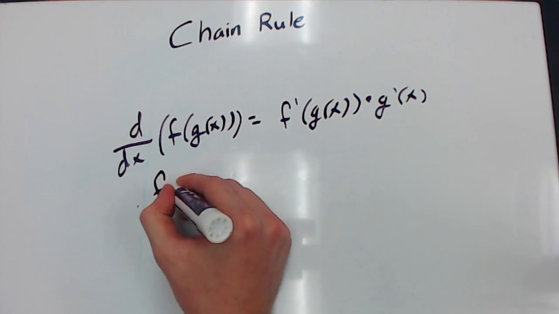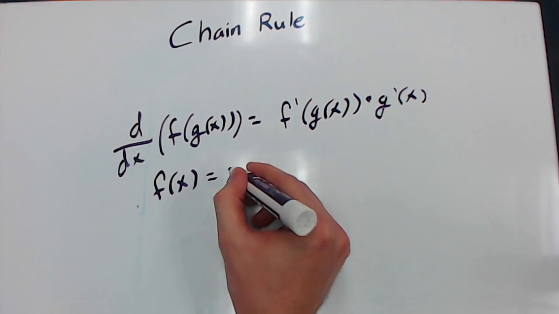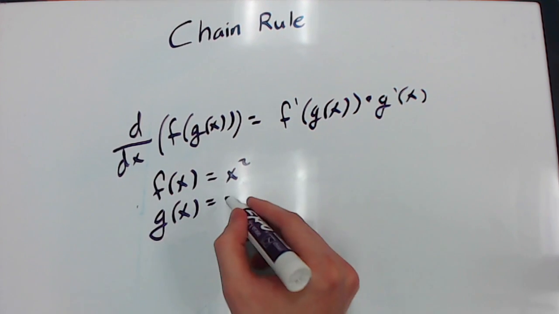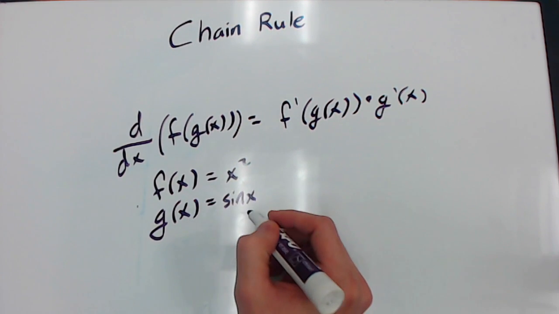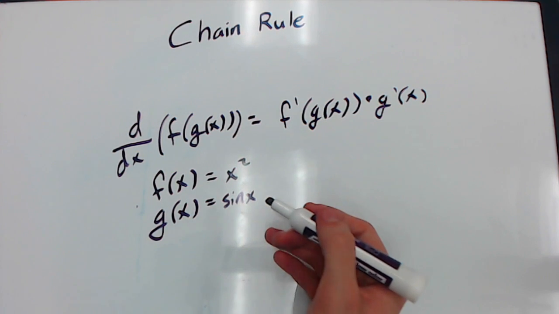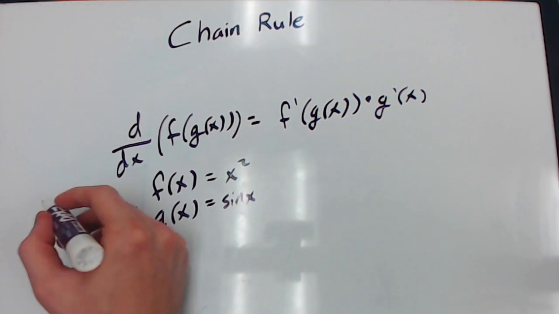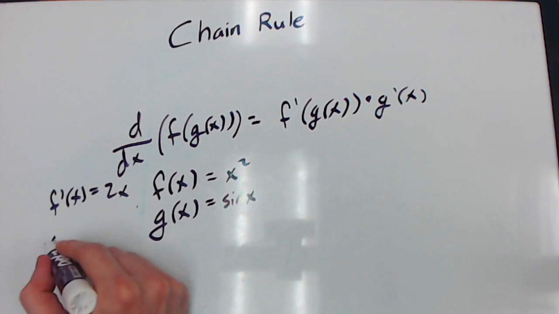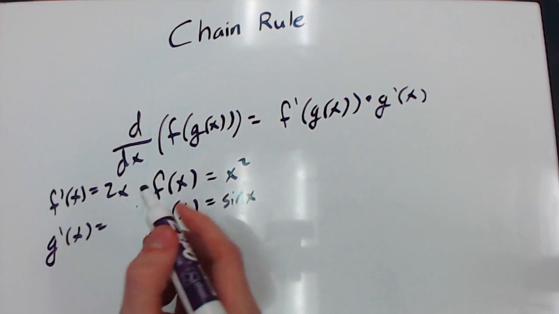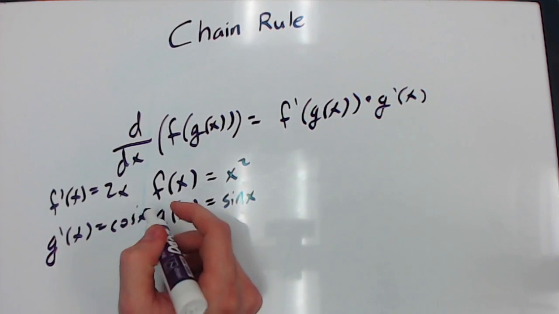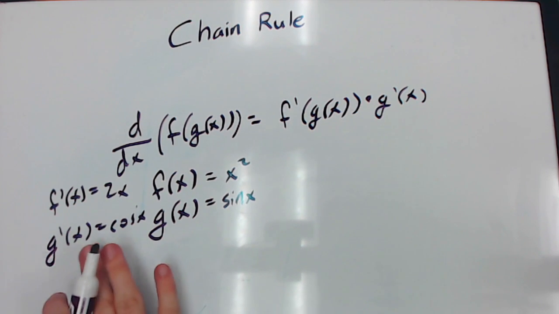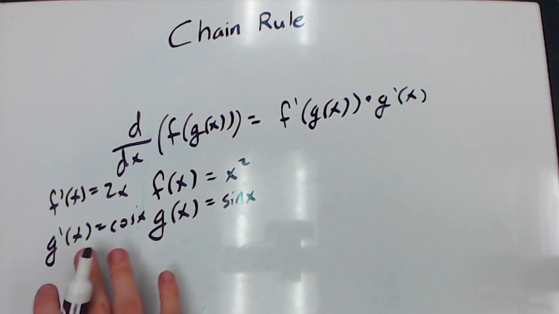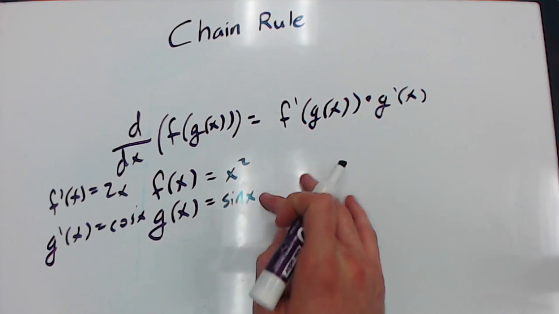We'll call f of x x squared, and we'll call g of x sine of x. So for this example, we know that f prime of x would be 2x, and that g prime of x would be cosine of x. Now, if you don't already know this, then this is not the video for you. But traditionally, if you're at this point, you would know how to differentiate both of these things.